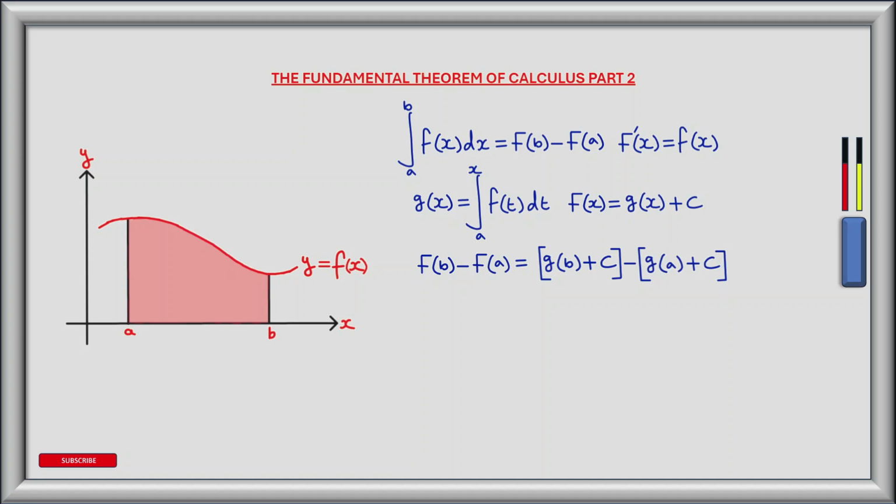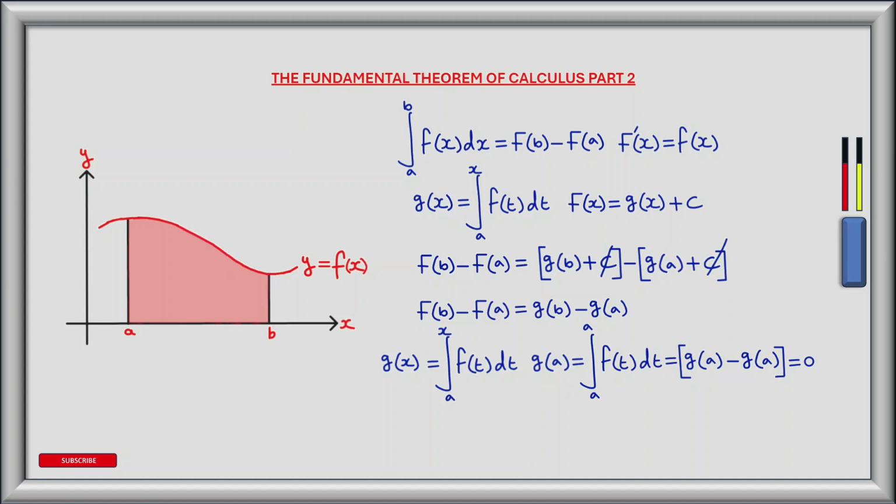Knowing this, we can say the function capital F evaluated at b minus the function capital F evaluated at a is the same as g evaluated at b plus a constant minus g evaluated at a plus a constant. So the constants c here and here cancel out, and this leaves capital F of b minus capital F of a equal to g of b minus g of a.